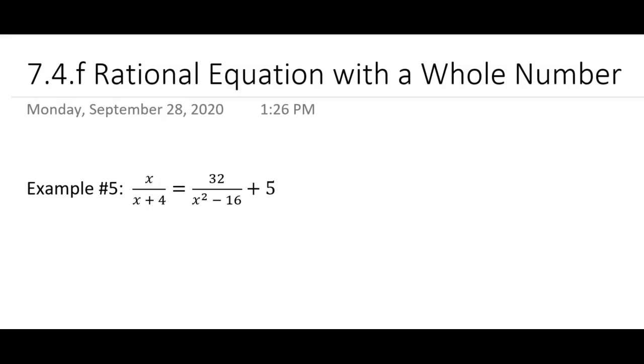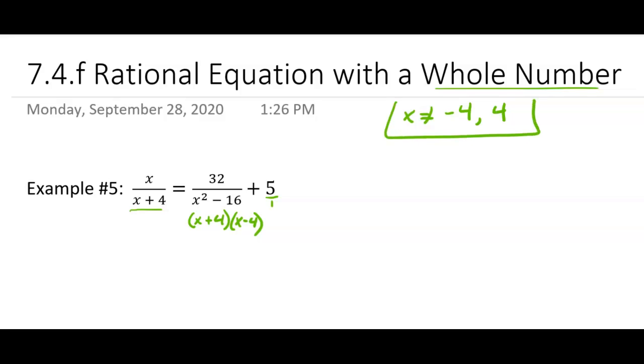Now recognize that this is a 5 over 1 if you like. That's why I labeled this a rational equation with a whole number, because sometimes students get thrown by the whole number. Okay, the x plus 4, that's fine. But x squared minus 16, that factors. That's the difference of squares. Now you want to make sure you factor those, otherwise you won't be getting the LCD, and you wouldn't get the extraneous solutions. So x cannot be -4 or 4. So just note to self, when we're all done, we've got to make sure the answers aren't -4 or 4.